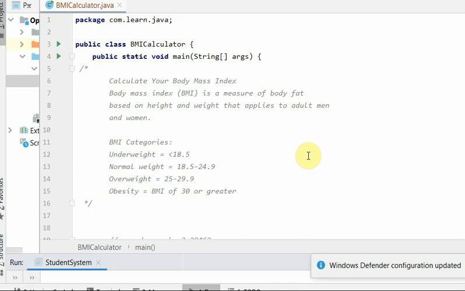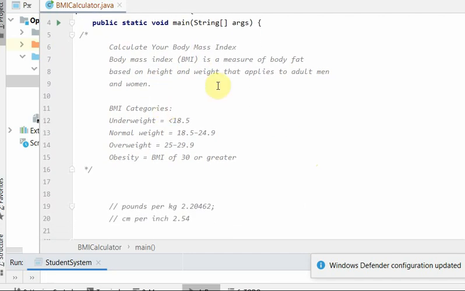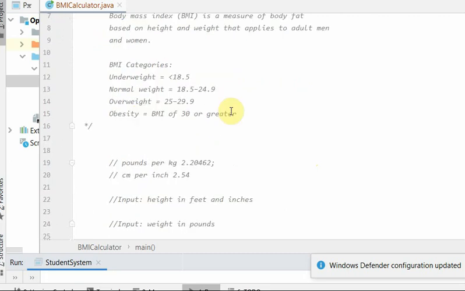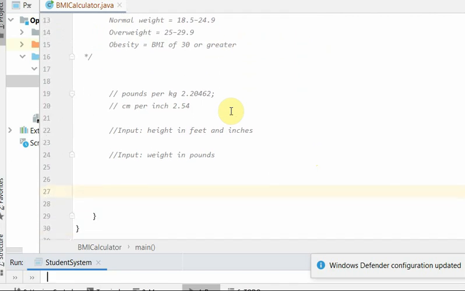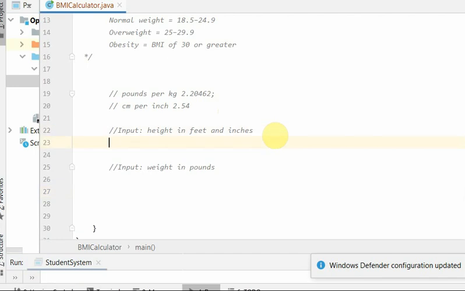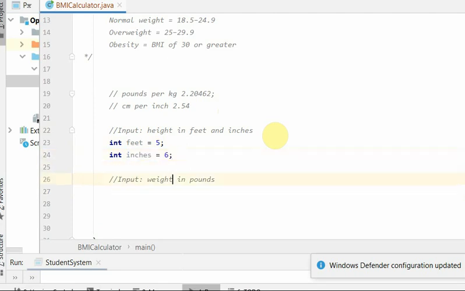So we'll start with the basics because we will be using the arithmetic operators. Based on the calculation, what we have to do is take the input from the user: the height in feet and inches, and then the input for the weight, in variables. So here we need to take height. Let's say 5 feet and 6 inches, and that's the height part. Then we do the weight, converted to a double. That's in pounds, so I will name it weight in pounds so that we understand.